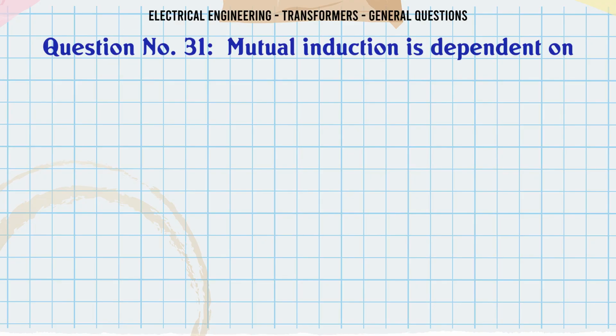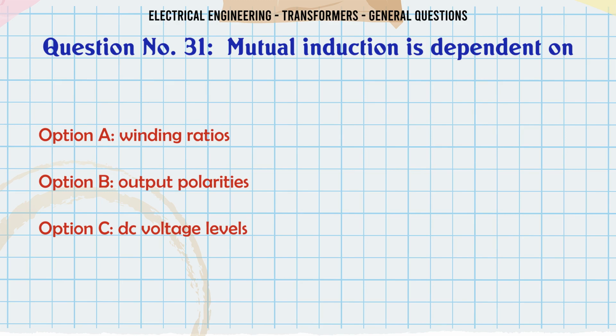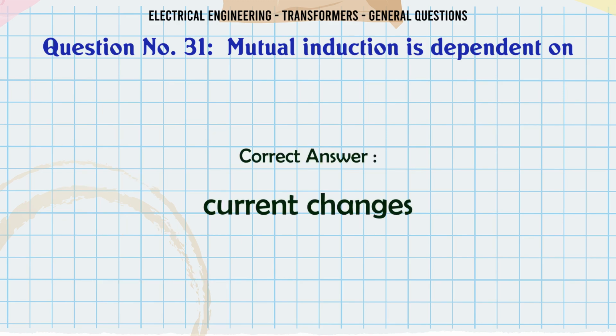Mutual induction is dependent on A. winding ratios, B. output polarities, C. DC voltage levels, D. current changes. The correct answer is current changes.